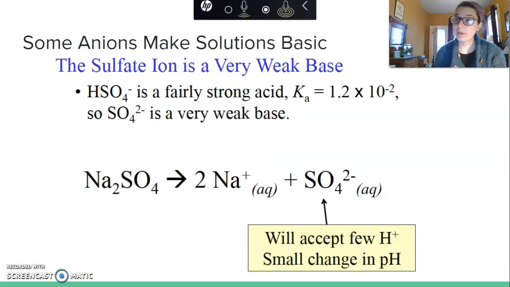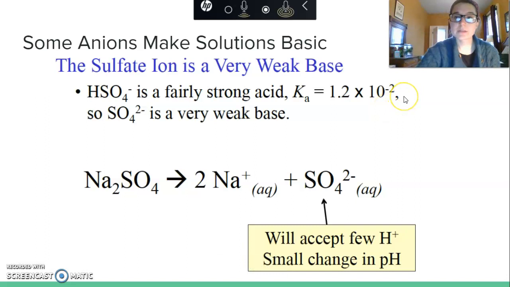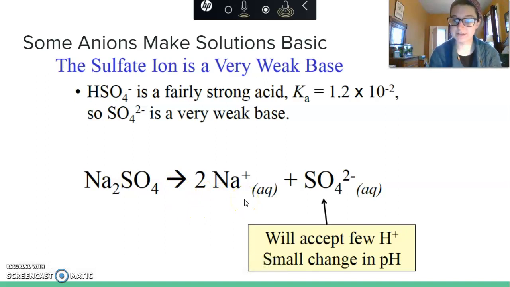Sulfate ion is a very weak base. HSO4- is a fairly strong acid, so the Ka value for that is 1.2 times 10 to the negative 2. That's relatively high, so it's a pretty strong acid, and strong acids have a weak conjugate base. So SO4 2-, its conjugate base, is relatively weak. If we have sodium sulfate, it's going to dissociate into 2 Na+ and SO4 2-. SO4 2- will accept a few H+, and it will result in a small change in pH by taking away those H+ ions.